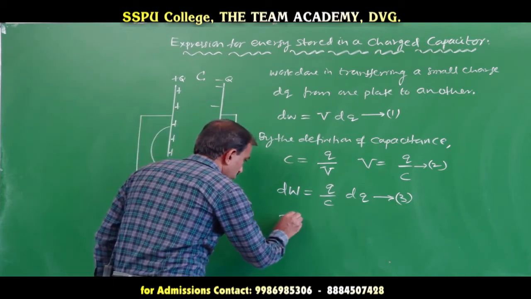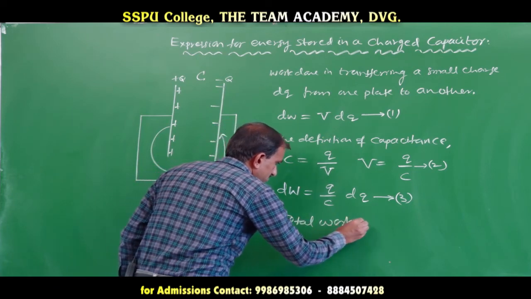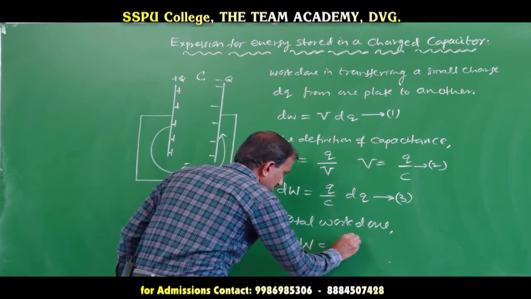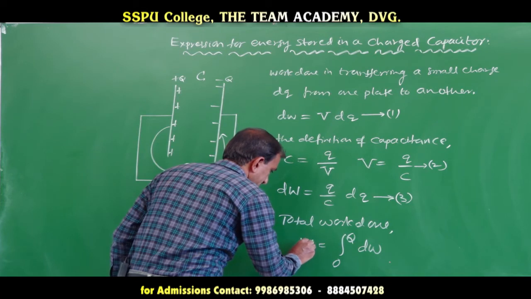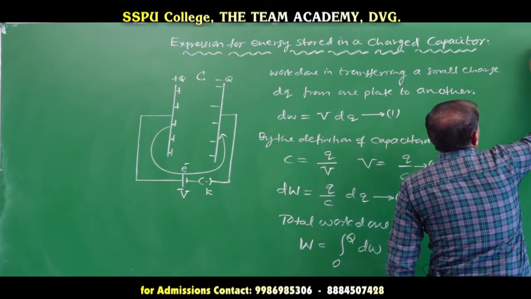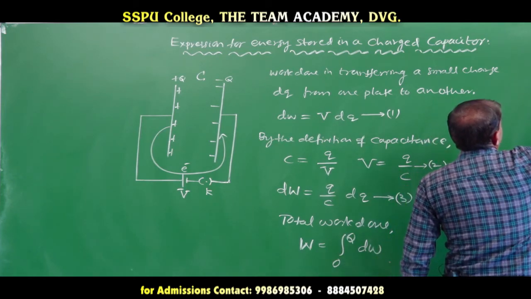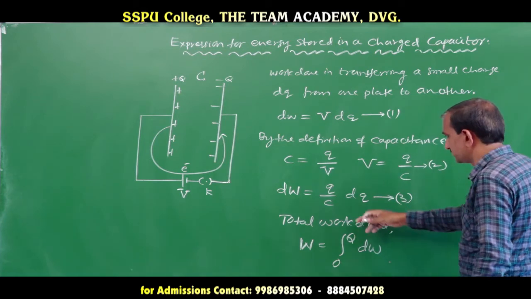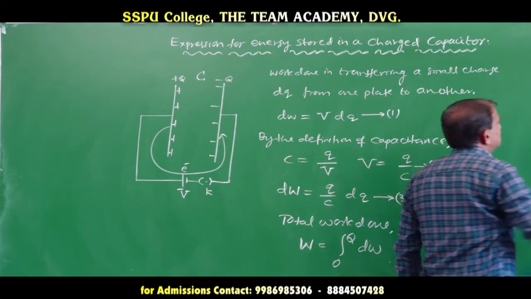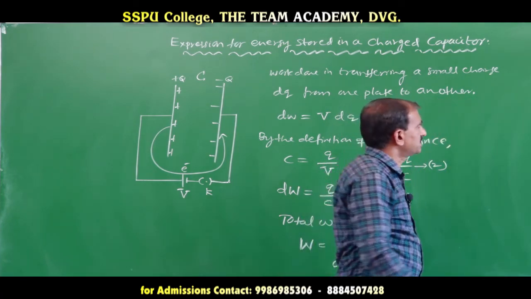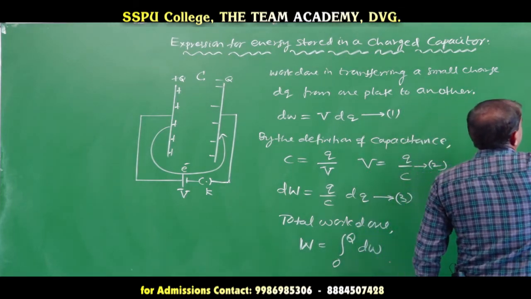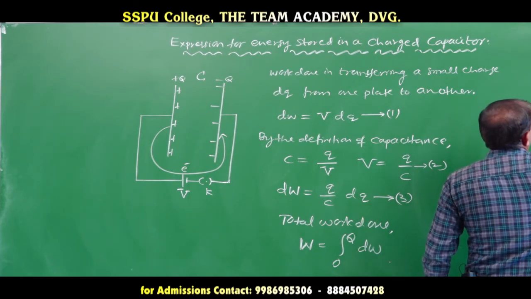Now the total work done is W equal to the integration from 0 to q of dW. So dW is equal to what? Q by C into dq. So the total work done W is equal to the integration from 0 to q of Q by C into dq, where C is the capacitance of the capacitor. That is 1 by C into the integration from 0 to q of q dq.